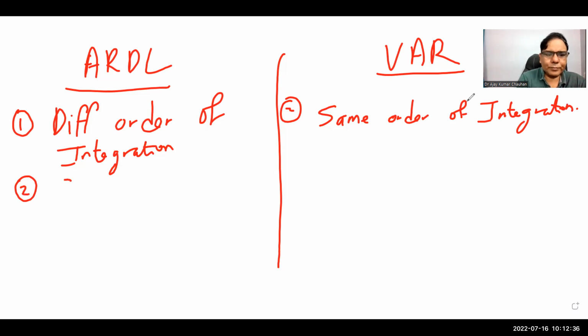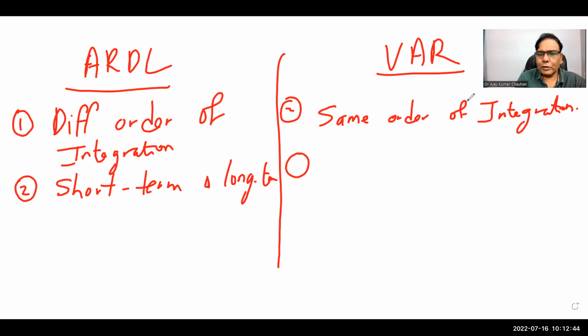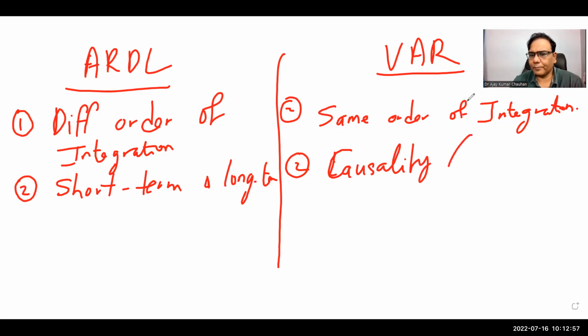Number two, you can study the short-term effect and long-term effect. Here the short-term effect is not there, only the causality. So we call it causality, no short-term. So only causality we can study in VAR.